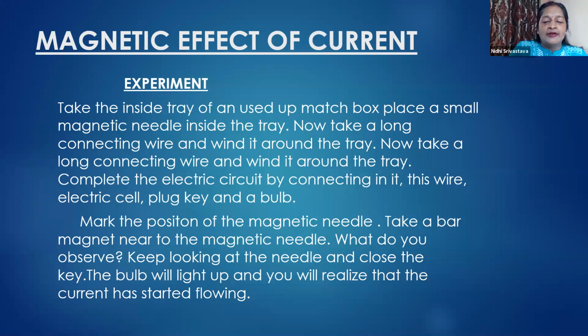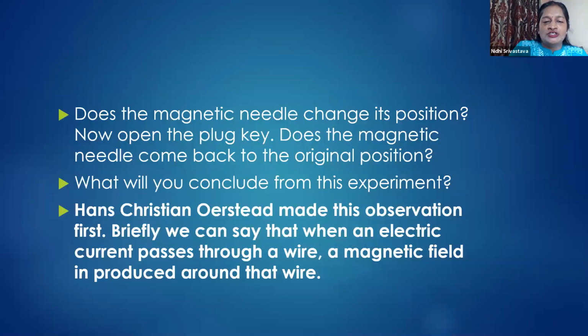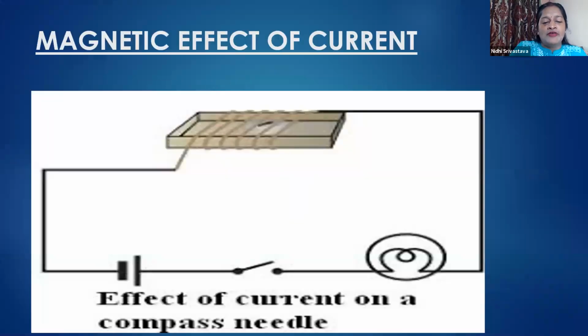The bulb will light up and you will realize that the current has started flowing. Does the magnetic needle change its position? Now open the plug key. Does the magnetic needle come back to the original position? What will you conclude from this experiment? Hans Christian Ørsted made this observation first. Briefly, we can say that when an electric current passes through a wire, a magnetic field is produced around that wire. See, this is the experiment pic of effect of current on a compass needle.